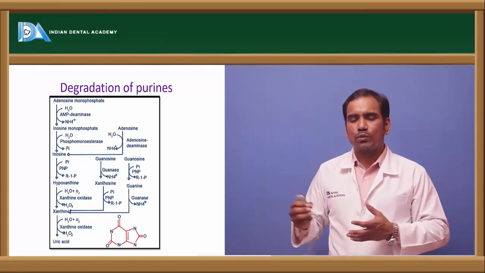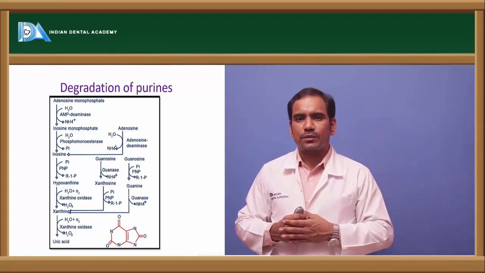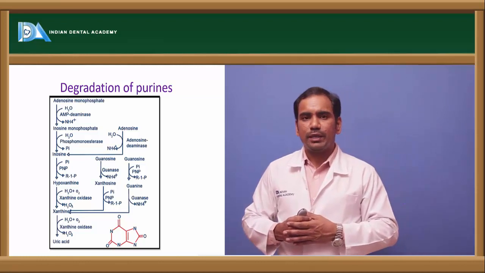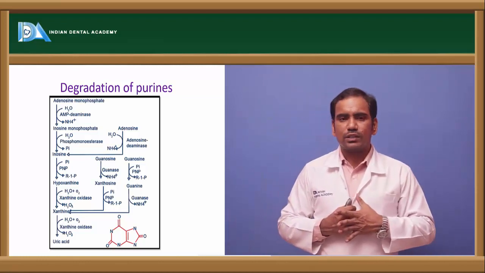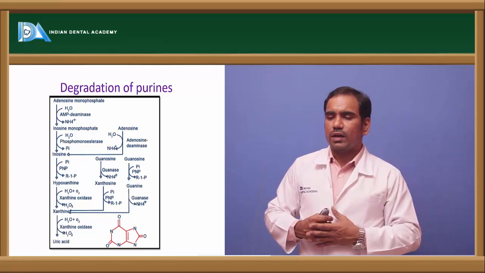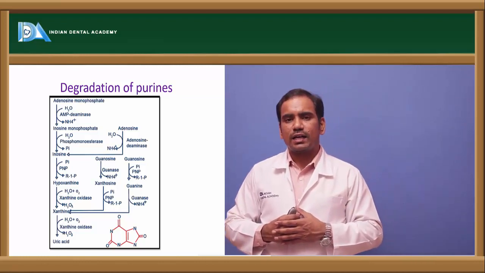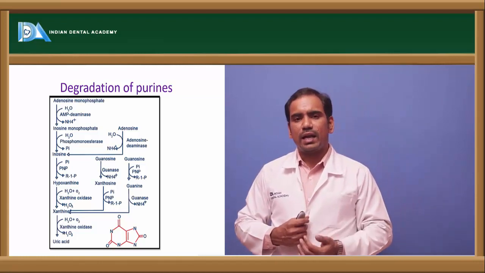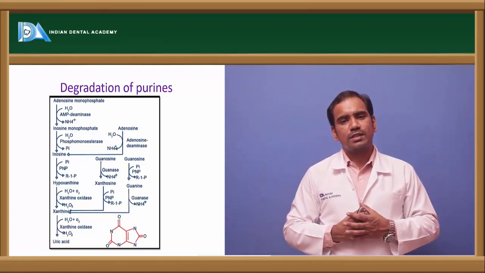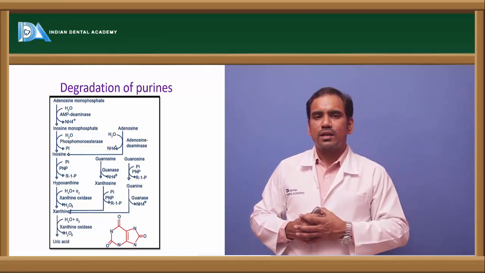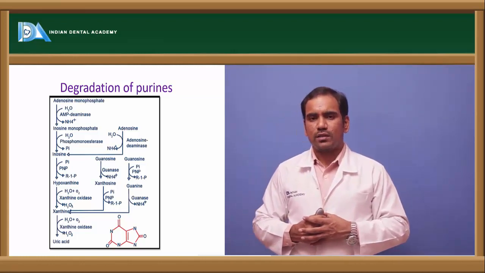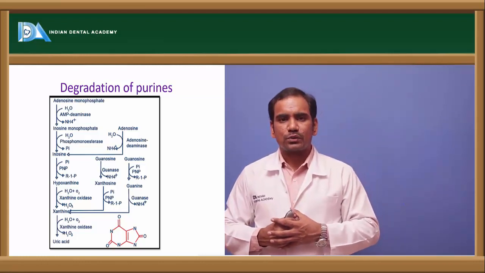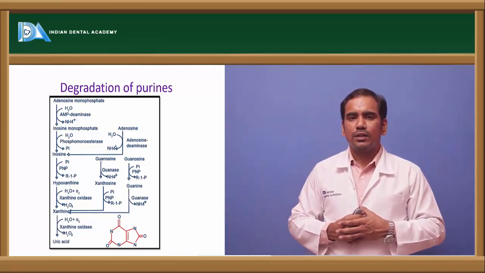monophosphomonoesterase, loses its phosphate and is converted into inosine. That inosine, by the action of the enzyme PNP, is converted into hypoxanthine. Hypoxanthine, in the next reaction catalyzed by xanthine oxidase, is converted into xanthine, and again in the next reaction catalyzed by the same enzyme, xanthine oxidase, xanthine is converted into uric acid. Uric acid is 2,6,8-trioxypurine.